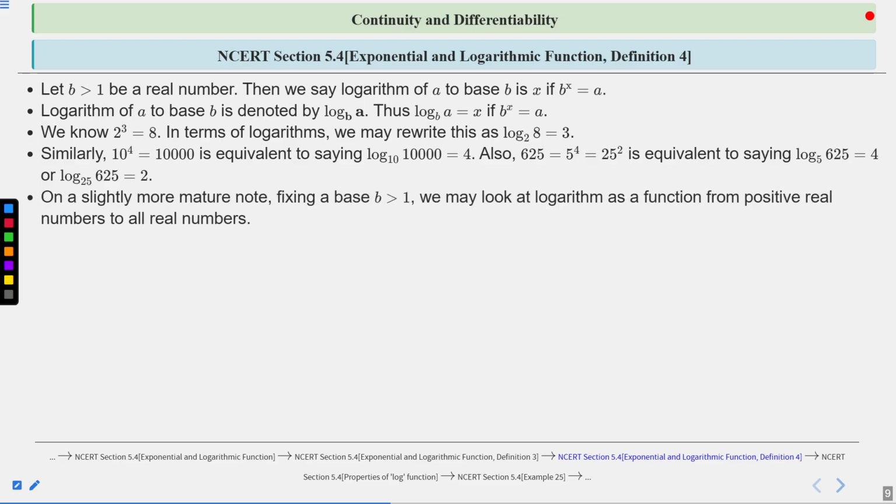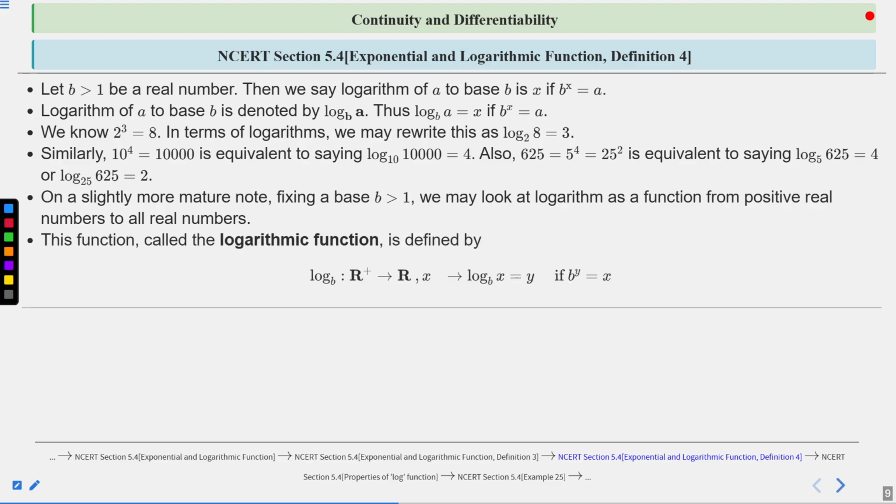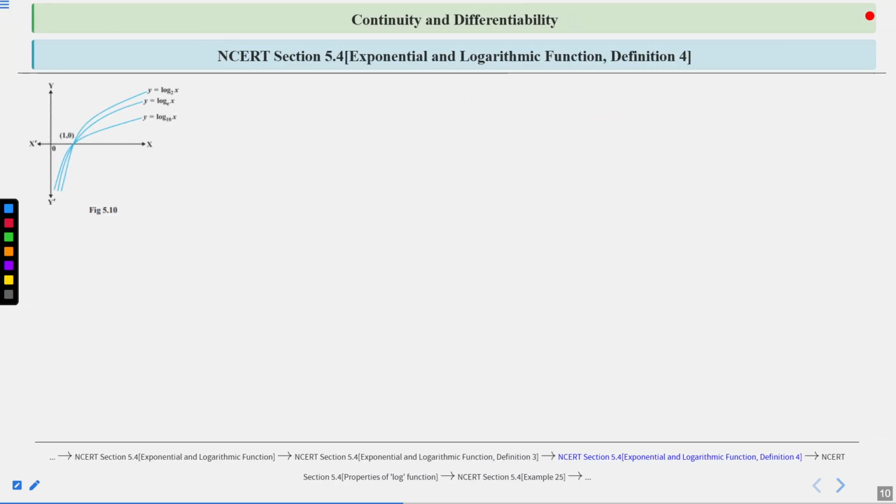On a slightly more mature note, fixing a base b which is greater than 1, we may look at logarithm as a function from positive real numbers to all real numbers. This function, called the logarithmic function, is defined by log_b from R+ to R, x to log_b x, which is equal to y if b to the power y is equal to x. Let us see the graph, which is figure 5.10.